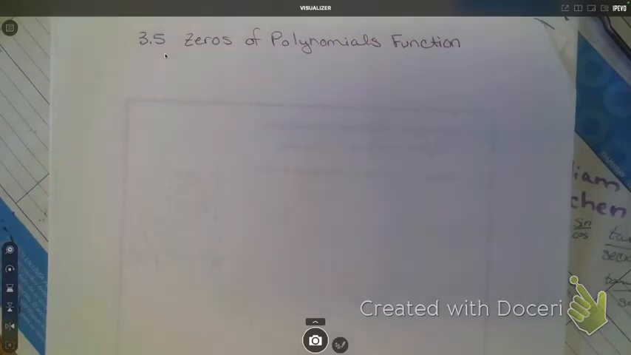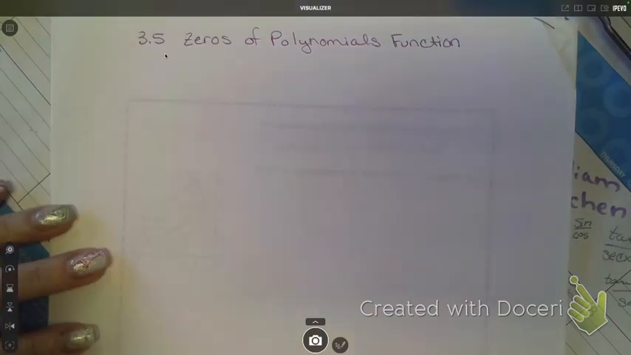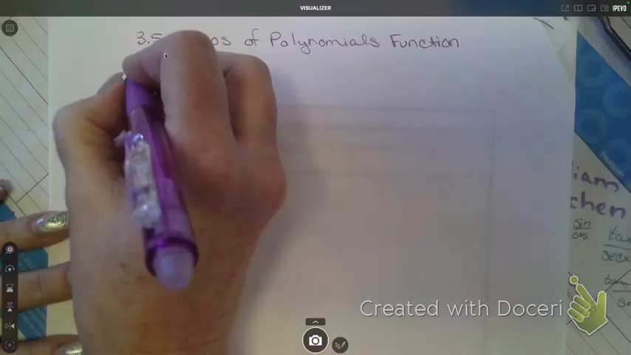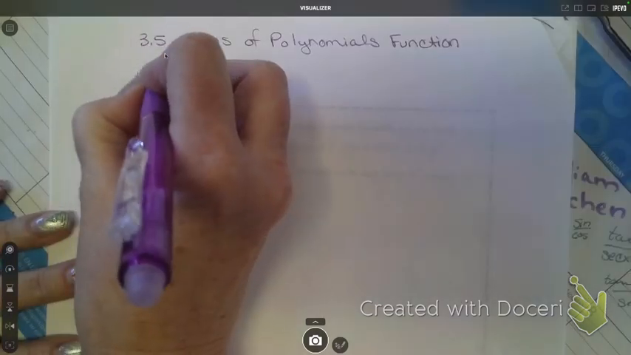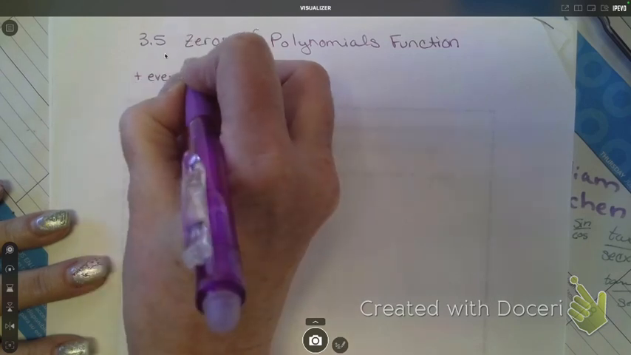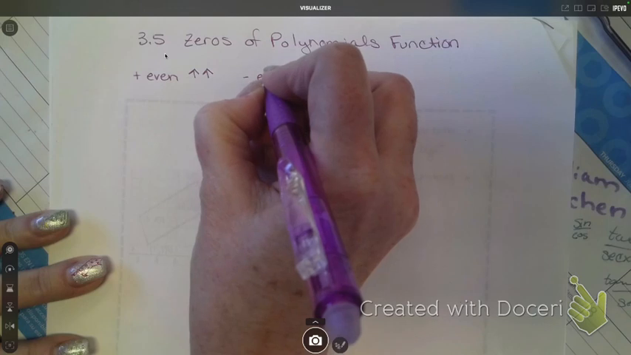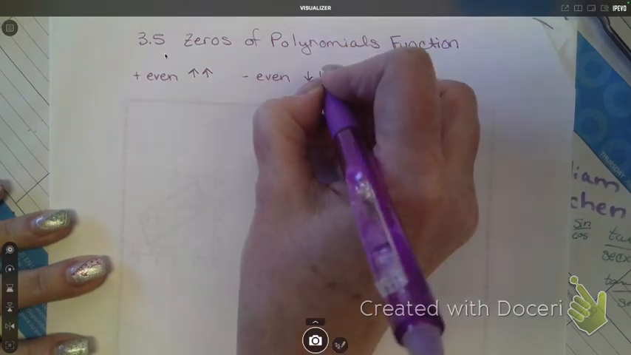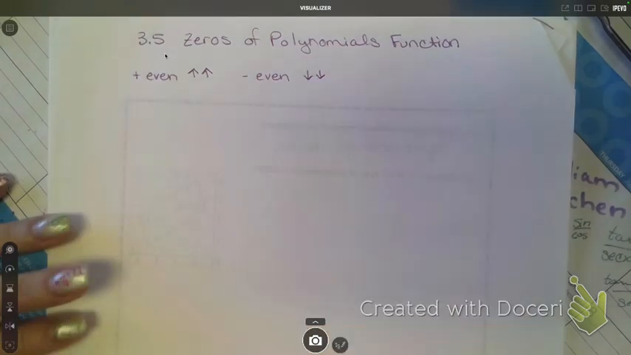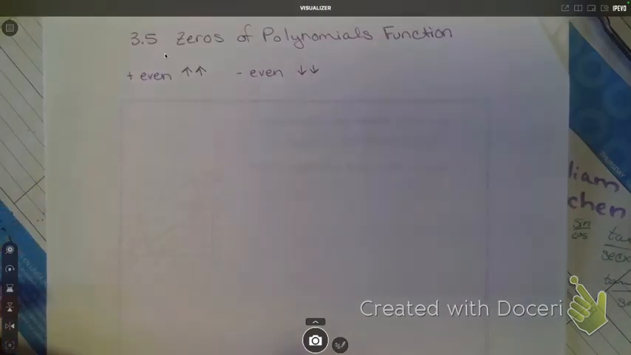Okay, so your IXLs on Friday were 3-5 IXLs. They were reviewing the odd. So like if it's positive, even, what does the graph look like? Up, up. If it's negative, even, the graph is down, down. And it doesn't tell me anything other than it starts down, ends down, right?